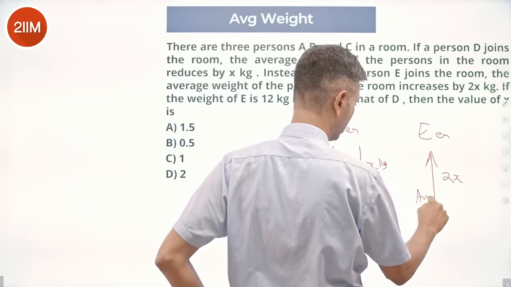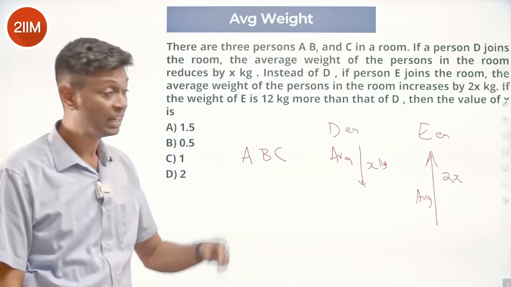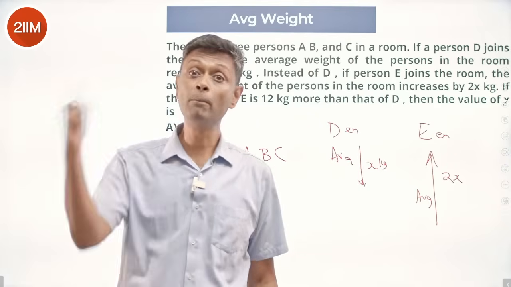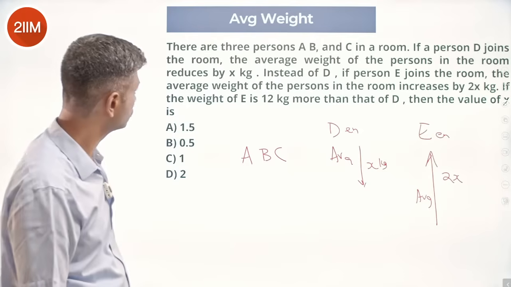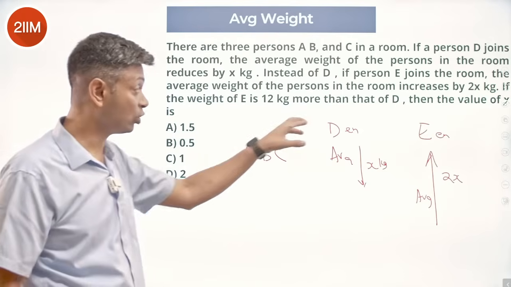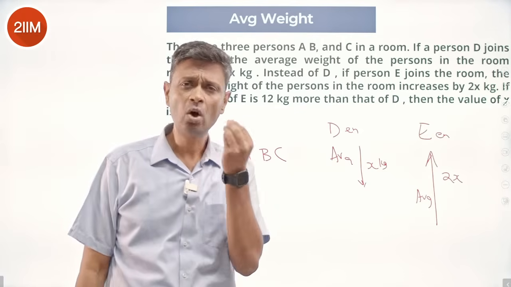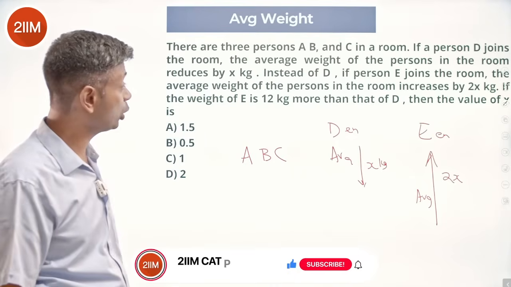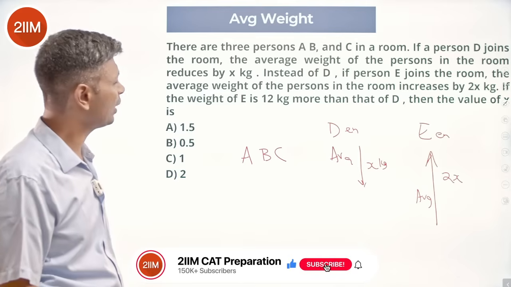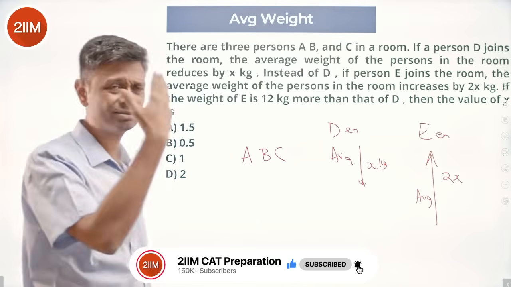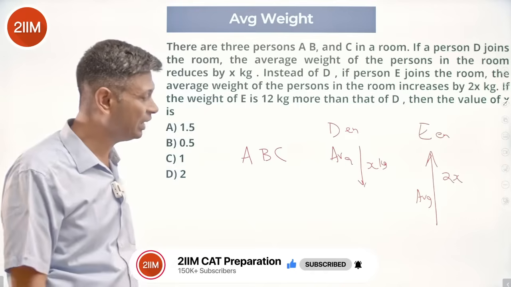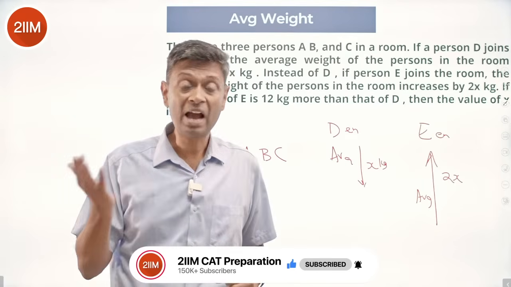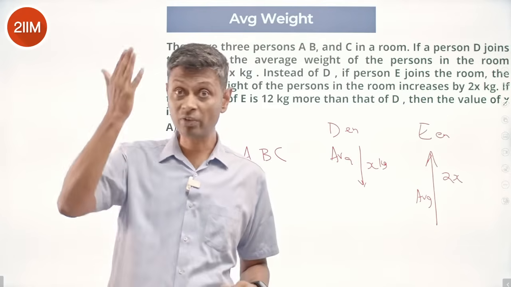Average increases by 2x kilogram. So D is bringing in less than the average of A, B and C. E is bringing more than the average of A, B and C. Instead of D, E comes. D is not already sitting there. A, B, C, D or A, B, C, E. The average weight of the person in the room increases by 2x kilograms. The weight of E is 12 kgs more than that of D. Nice simple question. So we have A, B, C, D averages minus x from whatever it was. A, B, C, E averages 2x plus 2x from whatever it was.